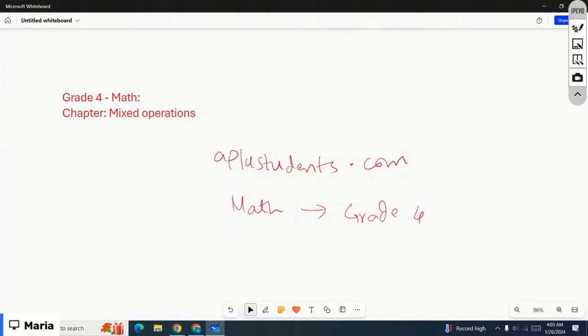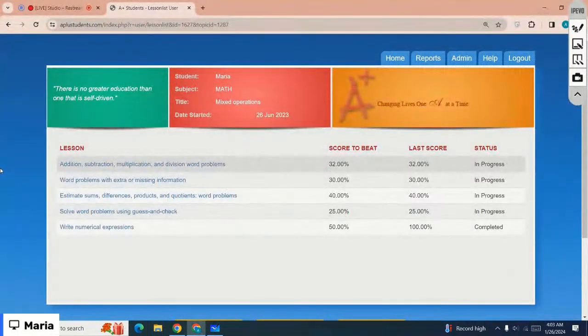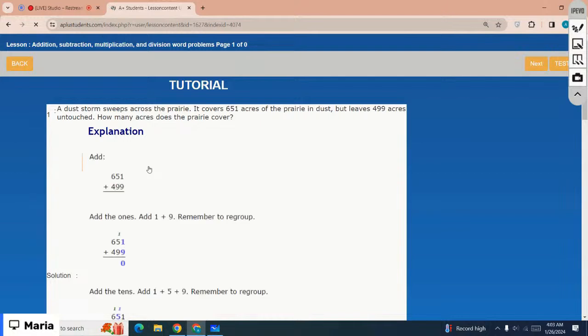Please make sure you have your notebook and pencil so that you can note down the important examples and definitions as well. Let's start with the lesson mixed operations. Here I am on the lesson mixed operations. Let's start with the first lesson, that is addition, subtraction, multiplication and division word problems. Okay, let's start with the test questions.